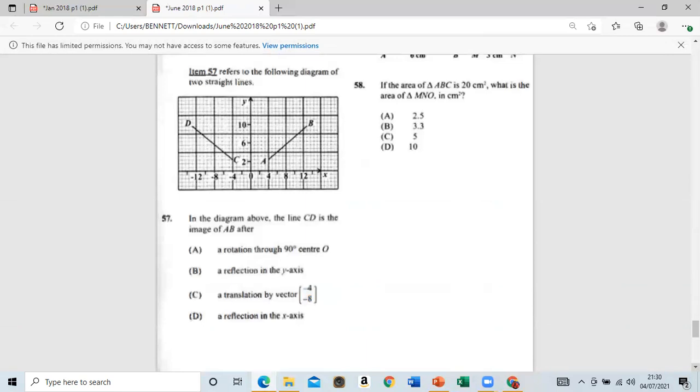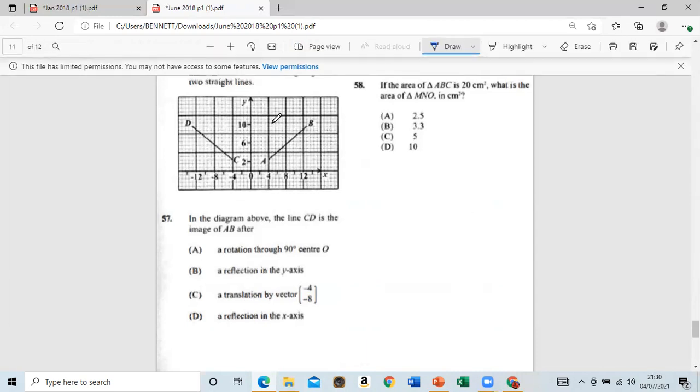Alright, the diagram. A rotation of 90 degrees about the origin, or a reflection in the y-axis. It looks like it's this and this, I see a length here and this here. So it's a reflection in the y-axis. This is the y-axis, the mirror line. Alright, so 57 done, go up to 58 now.